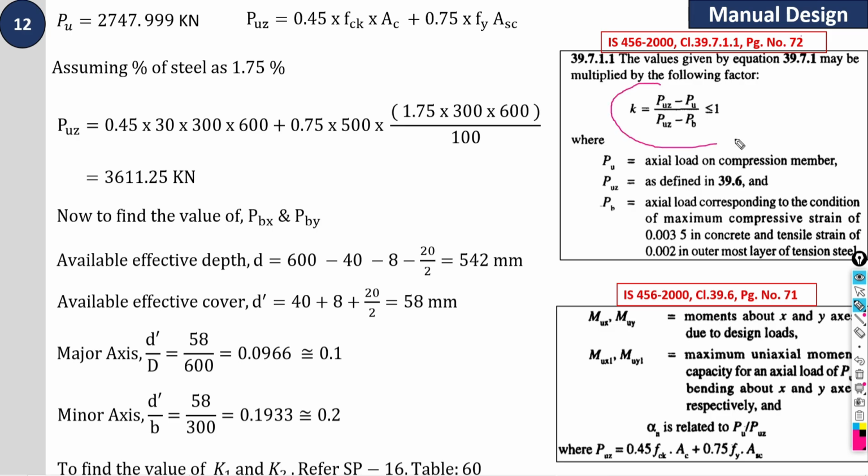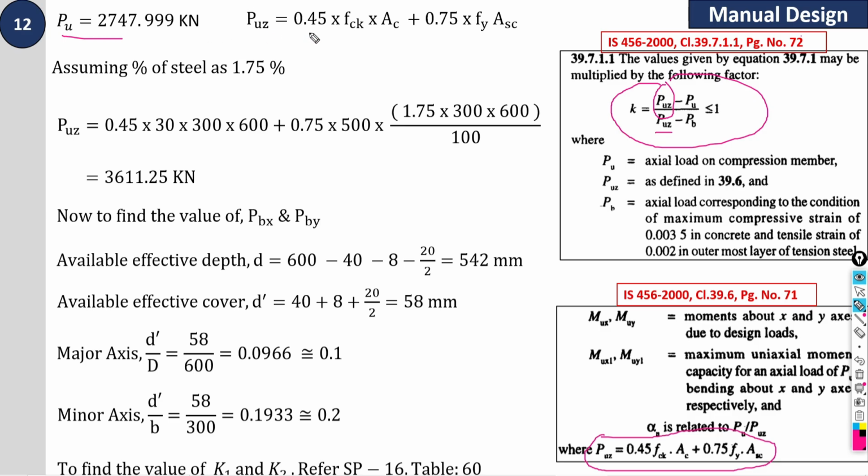This is the formula given for K, the reduction factor for the moment: (PUZ minus PU) divided by (PUZ minus PB). Now PU we have, PUZ we need to calculate. How can you calculate it? The formula is given here.